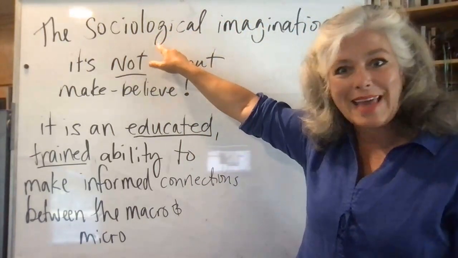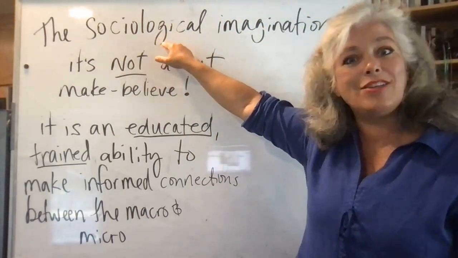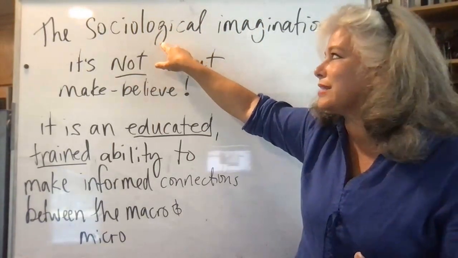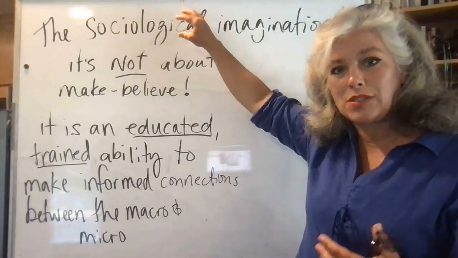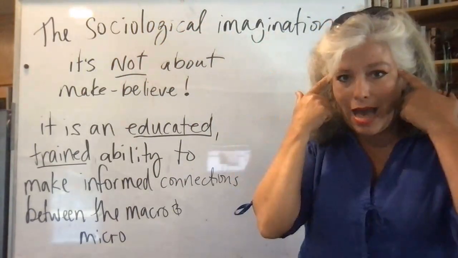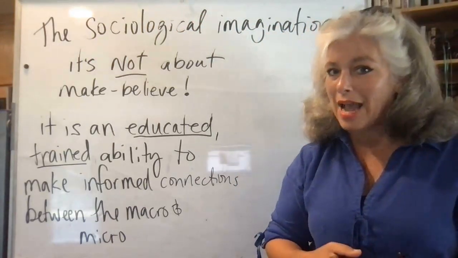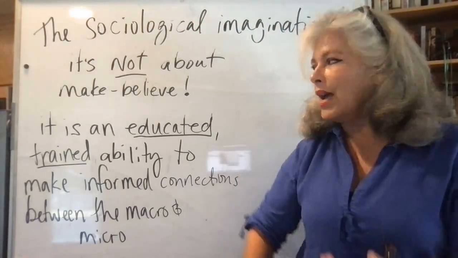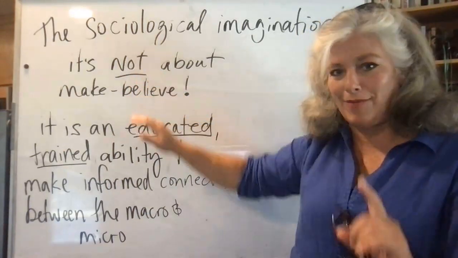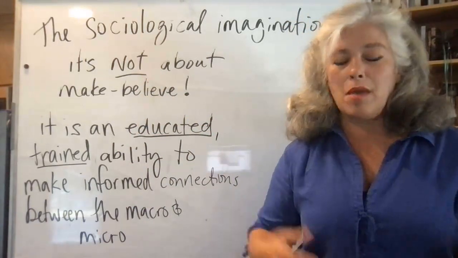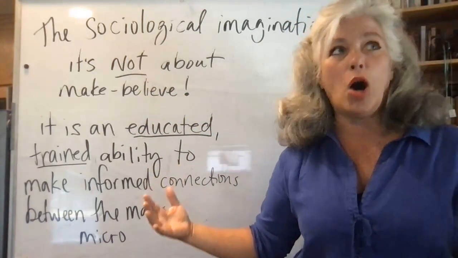This should be a great big hint because sociology has a macro side and a micro side. It's a systematic study of those things. And so we have to take sociology into our minds and use it to draw conclusions and make connections and make decisions. And so it is not about make-believe. That is the first thing you need to know. It has nothing to do with imagining what life would be like on Mars.